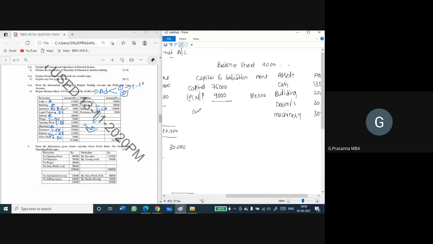Creditor is a liability. You have to take it on the liability side of the balance sheet. What is the amount of creditors? 10,000. Sales won't come, purchase won't come. So no other entry is related with liabilities and capital. Now I need to add both the columns. So here we can take the amount directly, 94,000. 94,000 is the liability side total.